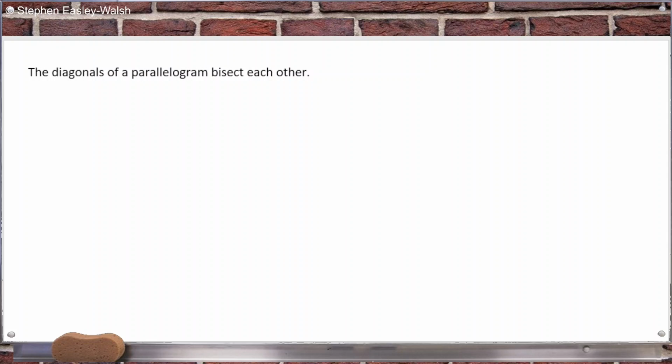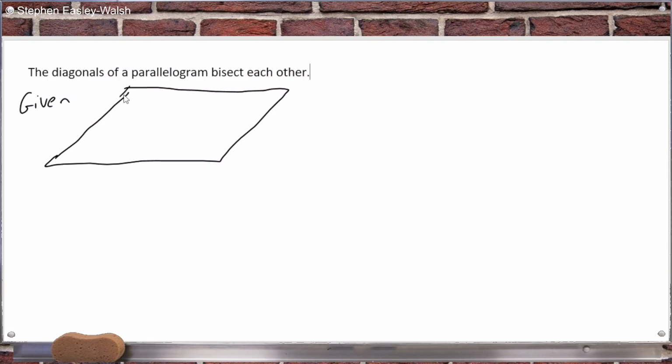Okay, we want to prove that the diagonals of a parallelogram bisect each other. So we have our parallelogram that's given, and we'll just draw it in there. We'll call that O, and we'll say that's A, B, C and D, and that side is parallel to that side and it's equal in length, and that side is parallel to that side and it's equal in length because it's a parallelogram.